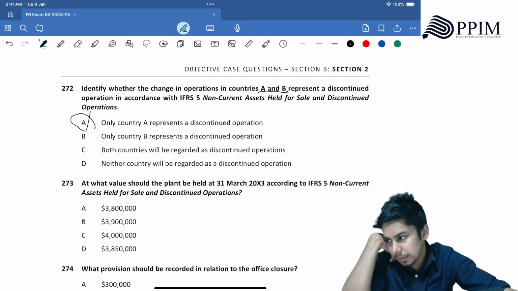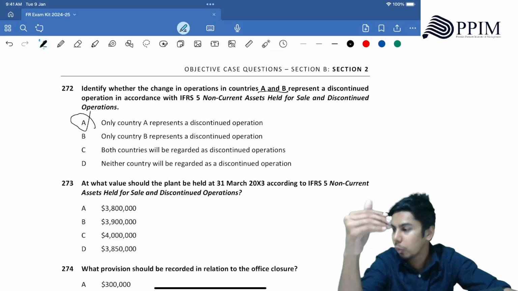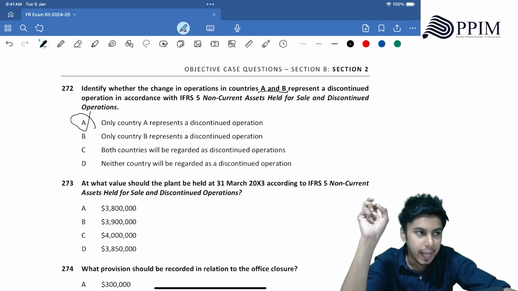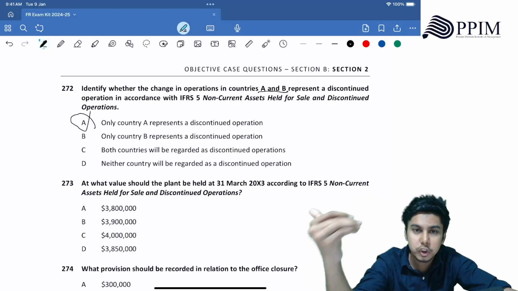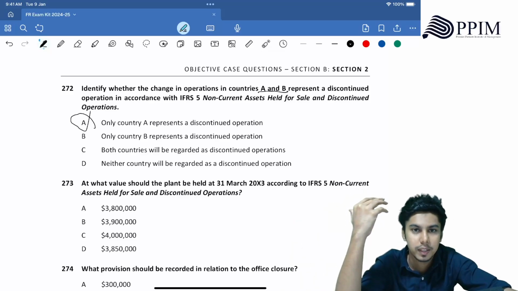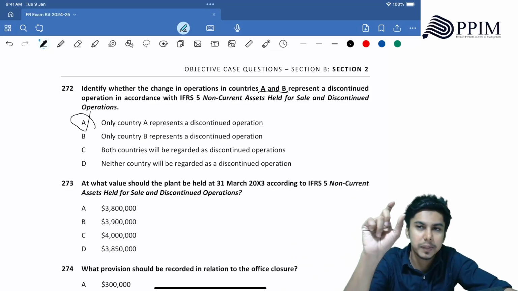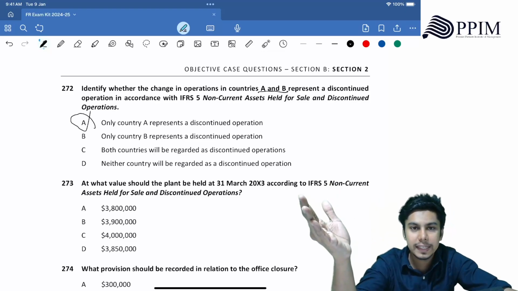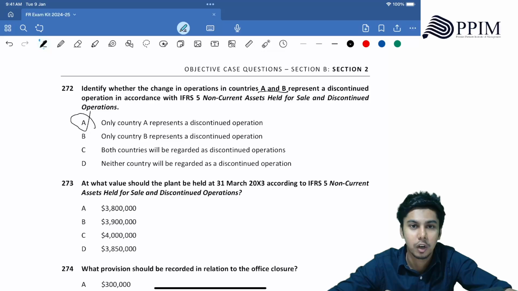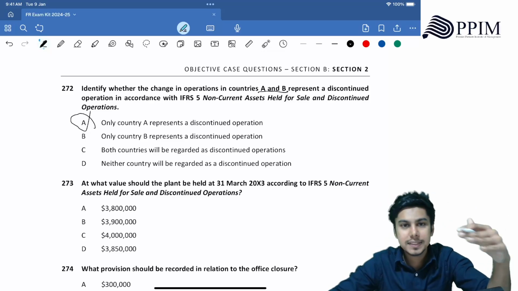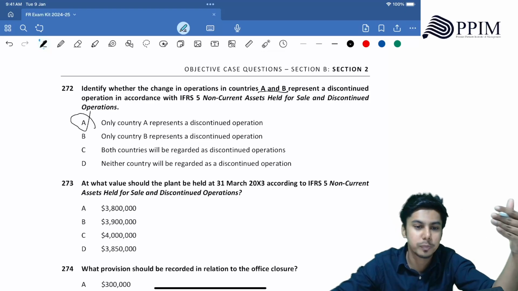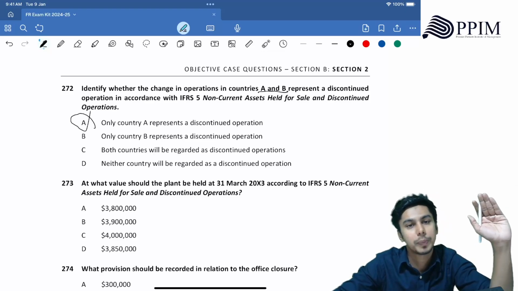But guys, from my point of view, I'll tell you one small thing. What is a discontinued operation in the first place? That's where an operation in a different geographical region has been stopped. A definition of discontinued operation is, in a different geographical area, if you stop your business, that's a discontinued operation. Or maybe a major line of the business has been stopped. That's also a discontinued operation.